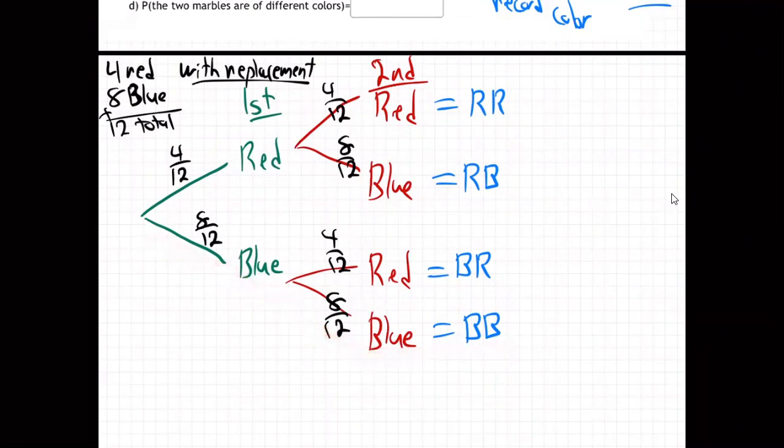Now, what's the probability? You multiply. So as you go 4 twelfths, red, red, then you multiply those together. I'm going to do that.